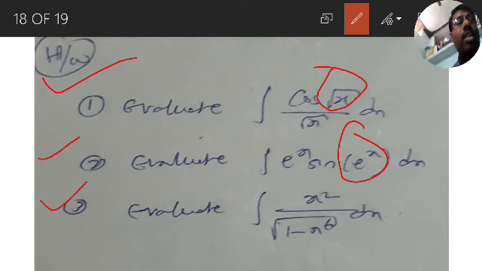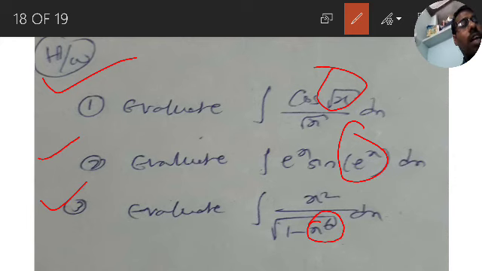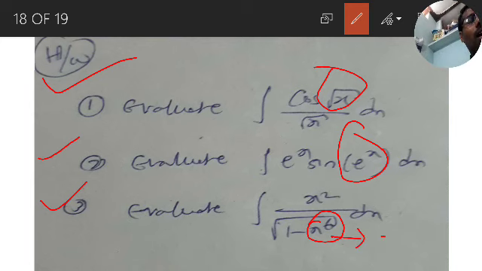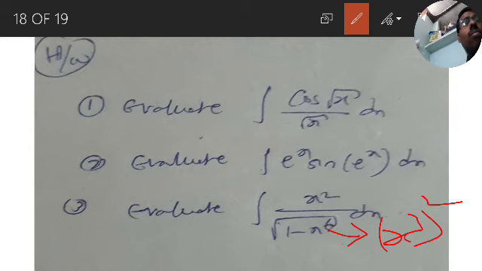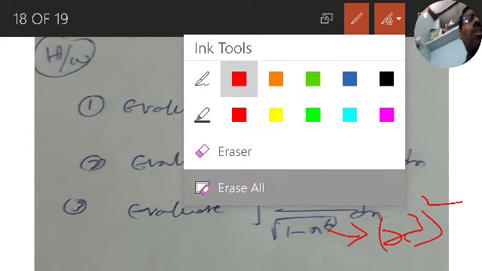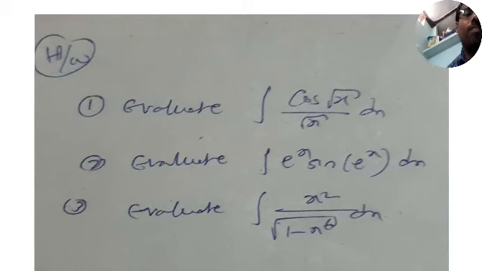Third one, evaluate integration of x square by square root of 1 minus x power of 6. X power of 6 can be written as x cube all power of 2. Put t is equal to x cube. How can we write x power of 6? X cube all power of 2. Are you getting? Then you can convert it into sine inverse form. That's it. 1 by square root of 1 minus x square, that you will get as the answer.